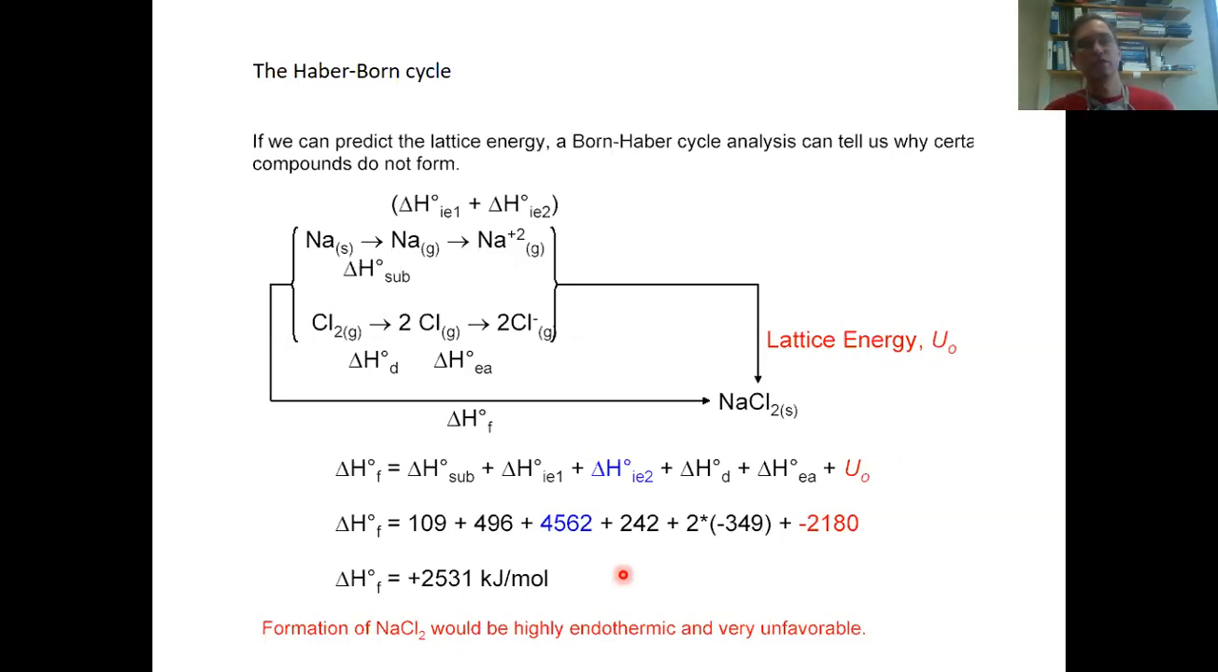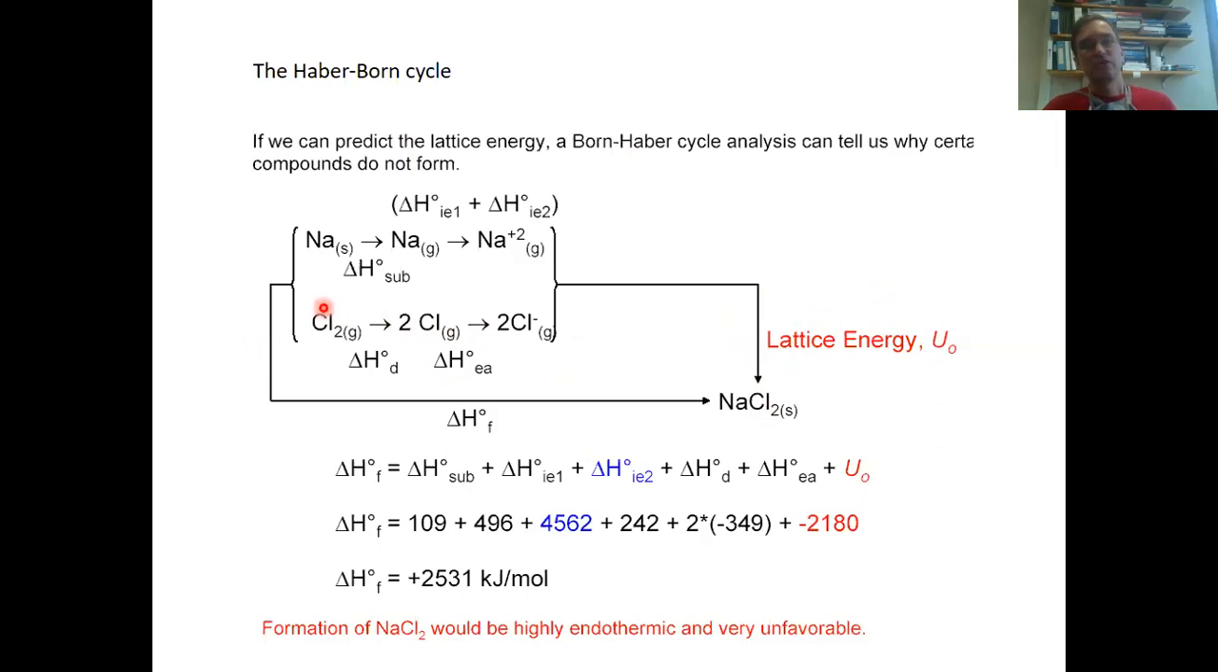So for instance, one could hypothesize that a compound of the composition NaCl2 would be stable. The lattice energy could be either calculated by the Kapustinski equation, or it could also be calculated from the Born-Haber cycle. In this example here, it's actually calculated by the Born-Haber cycle.